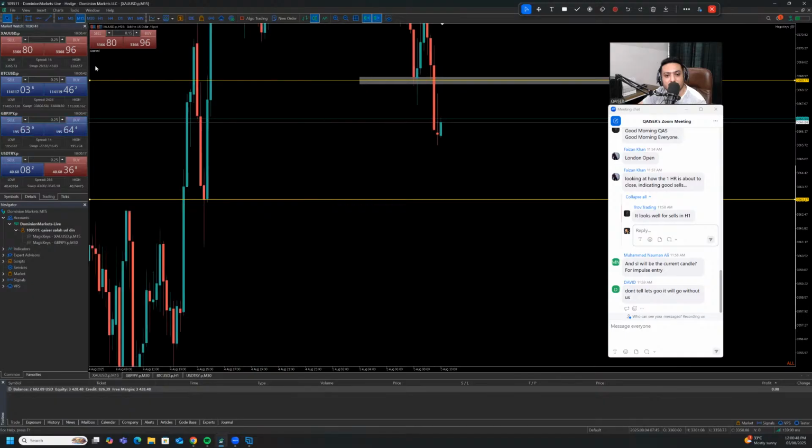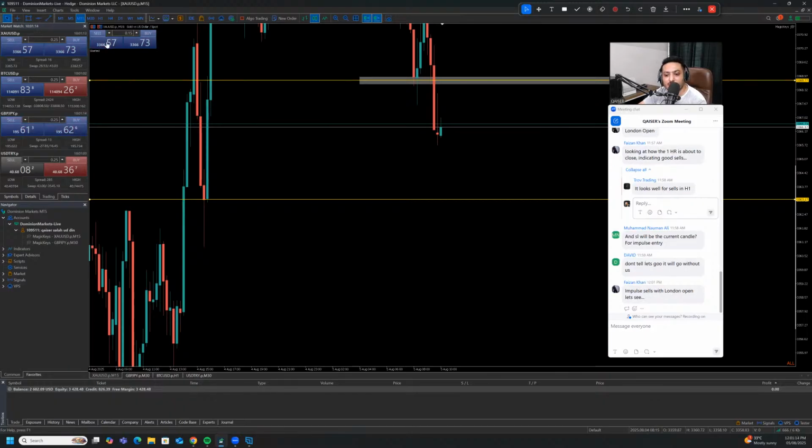Let's see now. Yeah, just waiting right now, just retracing. It could be a very tricky one. Okay, impulse with London Open, let's see. Yeah, exactly, I'm also waiting for this one. I just want to see if this candle breaks the low of the previous candle. I just want to see volume there.